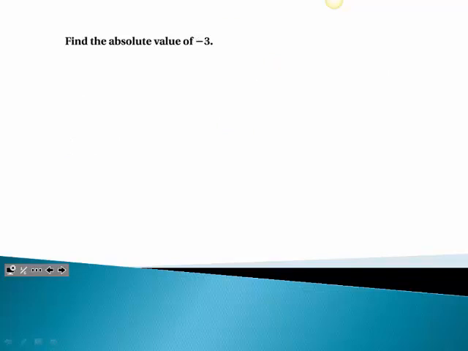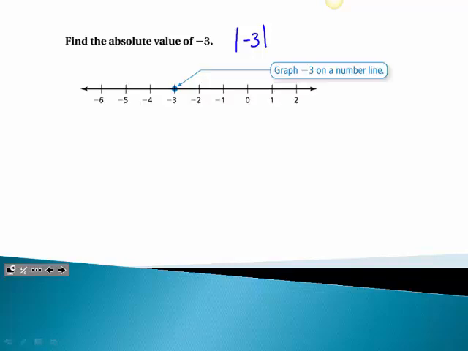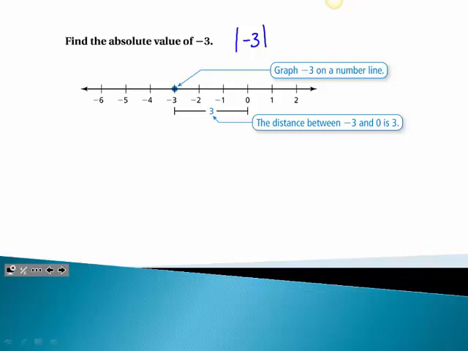Now we're going to find the absolute value of negative 3. Again, I want you to learn the symbols for absolute value. It's these bars here. And make sure you make them big enough so they don't look like ones. But the absolute value of negative 3, if we put it on a graph, we'd ask ourselves, how far is negative 3 from 0? So we'd say, oh, it's 1, 2, 3 spaces from 0. So the absolute value of negative 3 is 3.